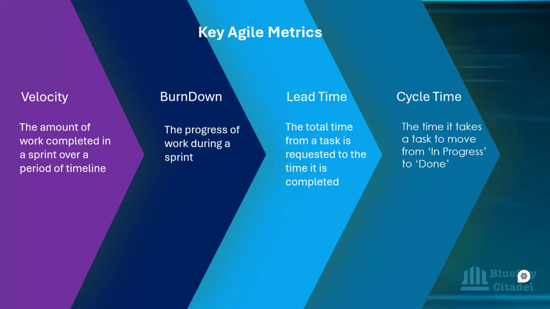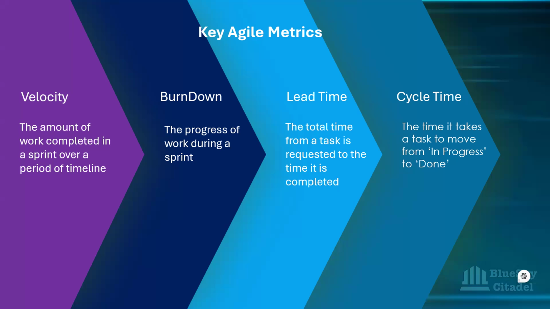Also, the burn down chart shows the progress of work during a sprint. Okay, it's a visual chart. The velocity is also a visual chart, and it represents the progress of work during a sprint. It shows us how much work is remaining while in the sprint.